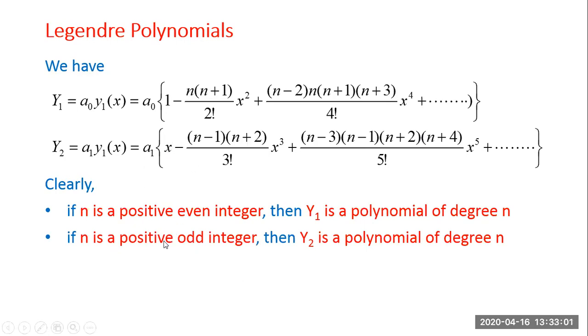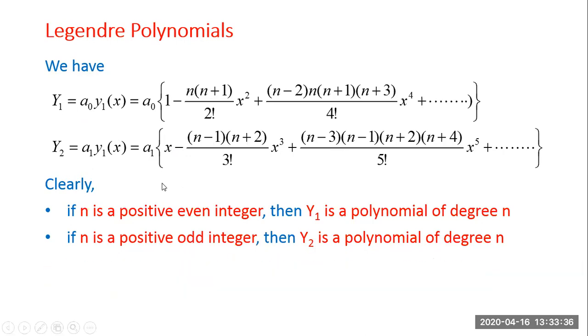If I take n is equal to 3, then except first and second term, every other term will become 0, because all terms will contain n minus 3. So we get a polynomial of degree 3. So in general, if n is a positive odd integer, then this y2 becomes a polynomial of degree n. So for even integer, y1 is a polynomial of degree n, and for odd integer, y2 is a polynomial of degree n.